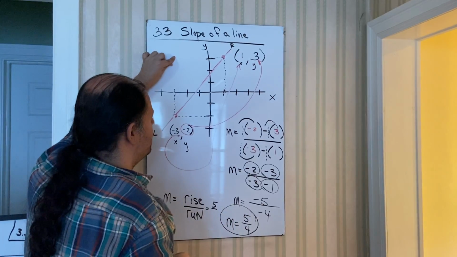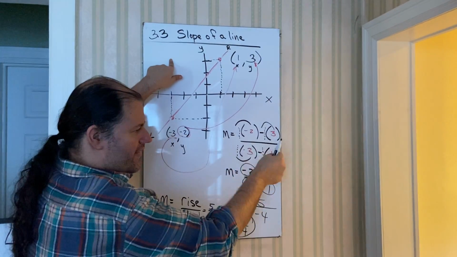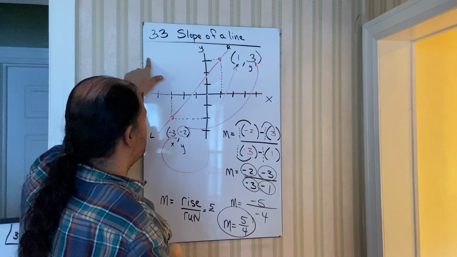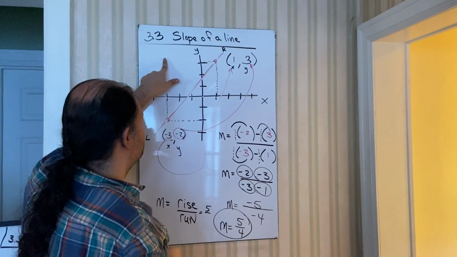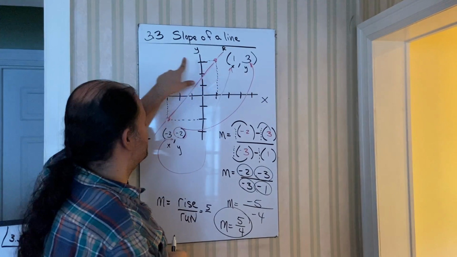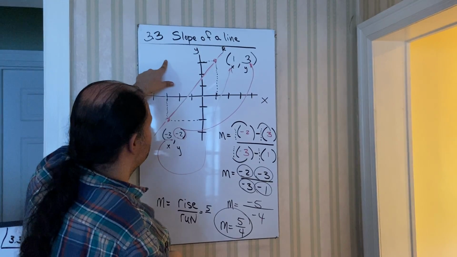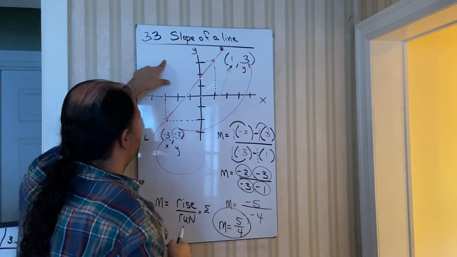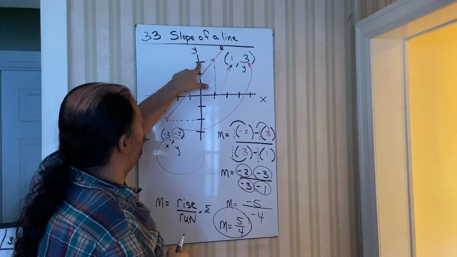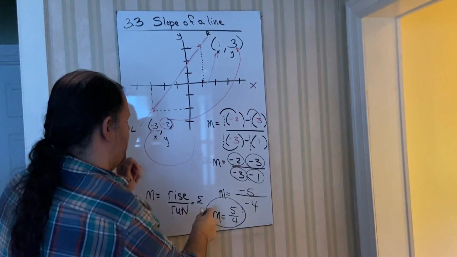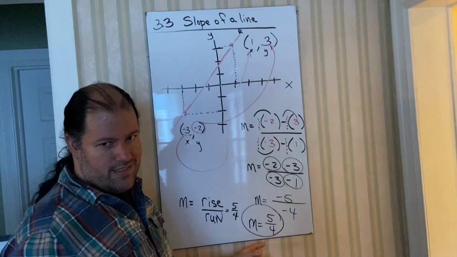And run means I move my claw left to right. If I move my claw to the left, it's a negative number, but if I move it to the right, it's a positive. So how many spaces do I have to move to get to this red dot? 1, 2, 3, 4. So we got the same answer.